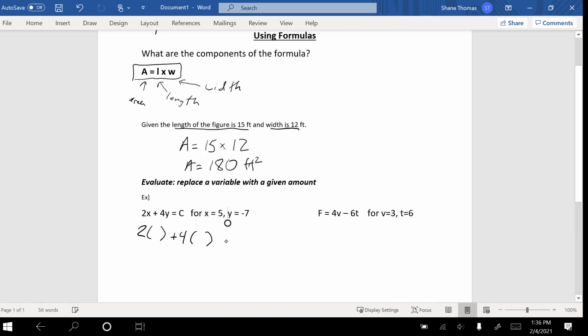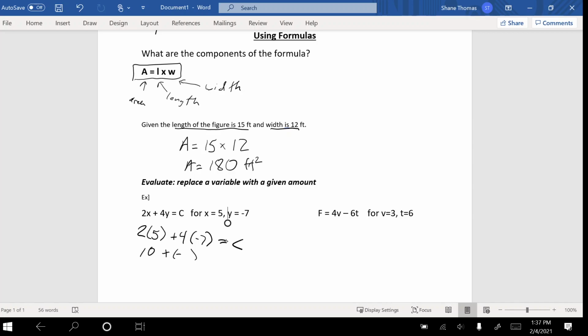Okay, so I'm replacing x and y, correct? So what is x being replaced with? 5, good. Then I'm replacing y with a negative 7. So now it's order of operations. What comes first, multiplication or addition? The parentheses, so you do 2 times 5, which is 10, then 4 times negative 7, which I don't know. Negative 7 times 4.